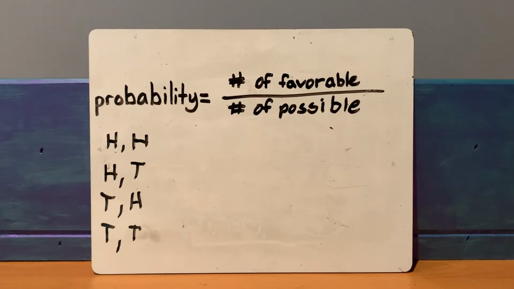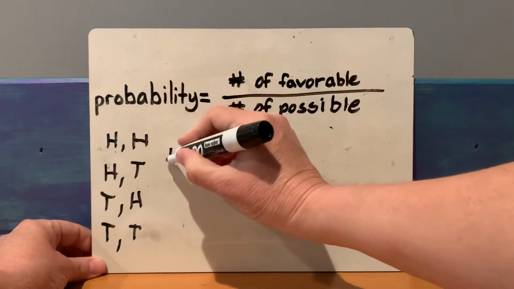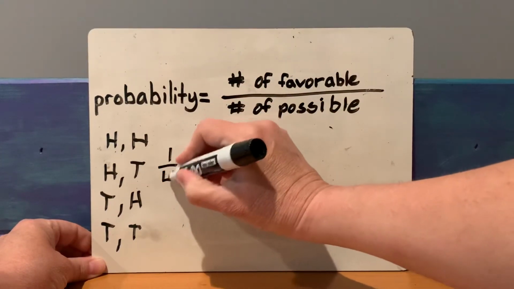Now we can see that there are 4 possible outcomes. In this case, we're looking for the outcome of it landing on heads in the first toss and heads in the second toss. Since only one of those 4 possible outcomes is heads twice, the probability is 1 out of 4.